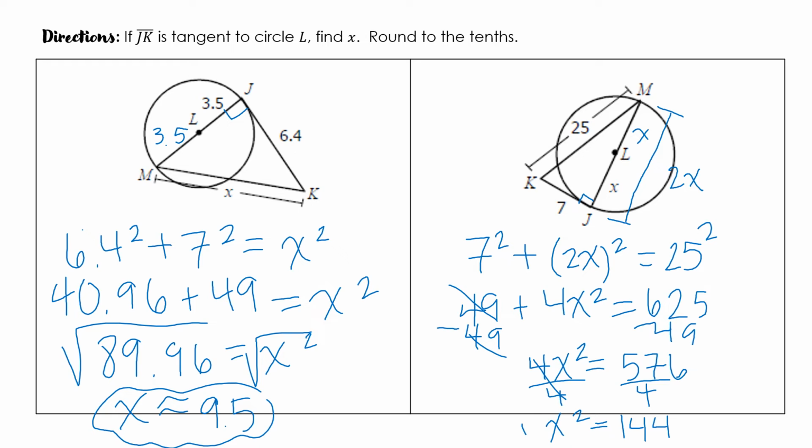And then finally square root both sides, and this one is a perfect square. The square root of 144 is 12. So 12 units would be the length of x in this particular problem. So the radius would be 12, the diameter would be 24. But you're just asked to find x.